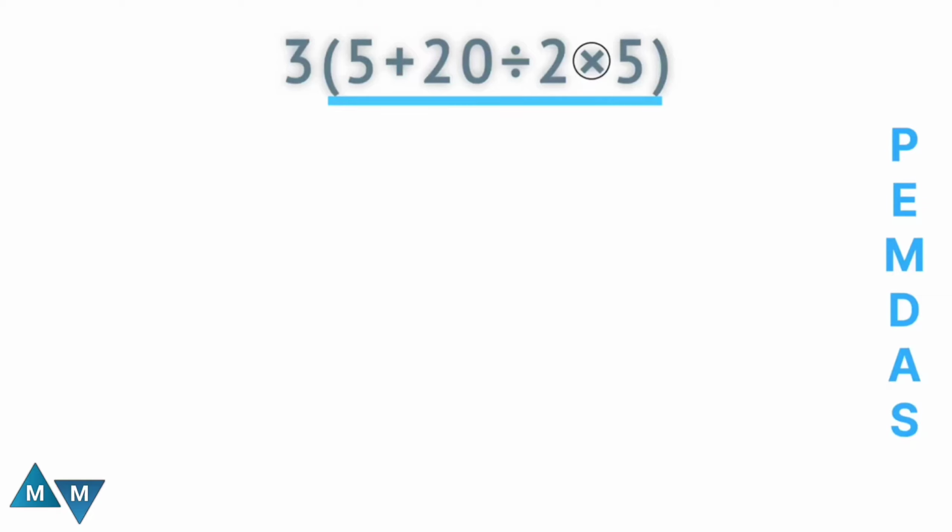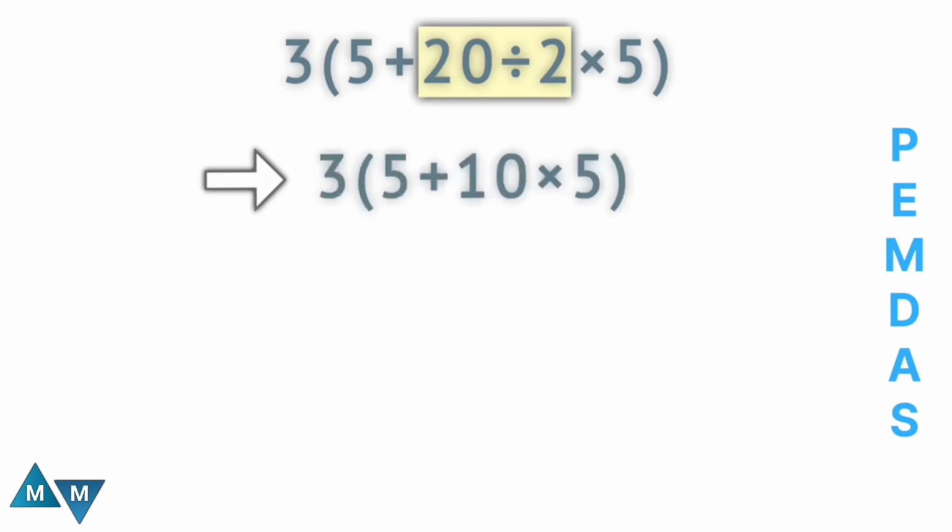So we're focused here and we look inside the parentheses. Is there any multiplication and division? Yes. What do I see first? From left to right. Well, in this case, I see division first. So this is what I have to do first. So 20 divided by 2 will be our first move, which is equal to 10.